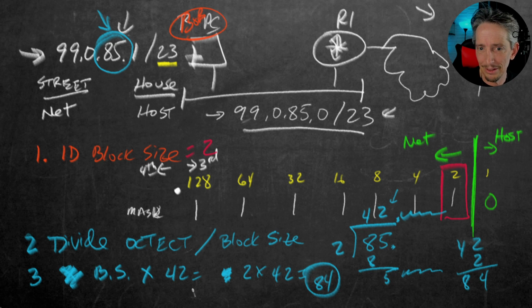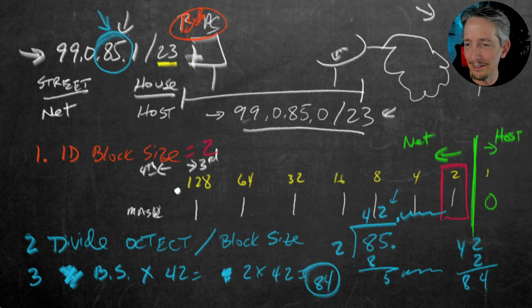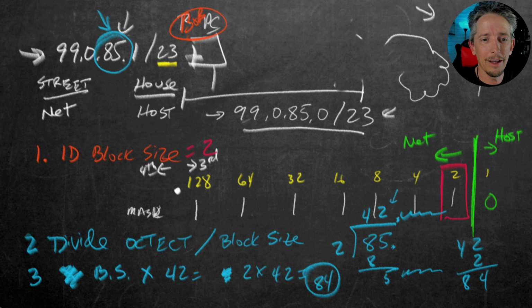So what that means is that this customer with this IP address of 99.0.85.1 with a /23 mask is, and let me get a little bit more room. I have an eraser tool and I know how to use it. Let me erase some stuff here. I'm going to go ahead and erase some of that and make it bigger.